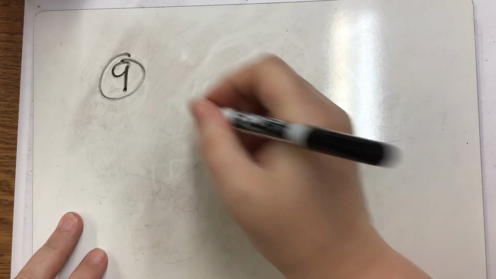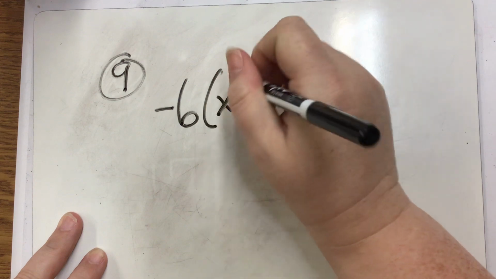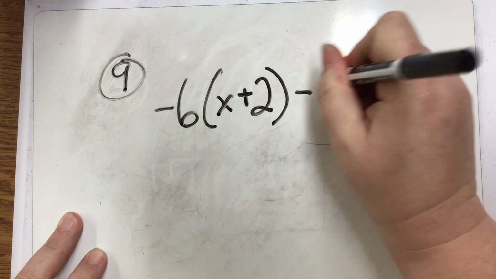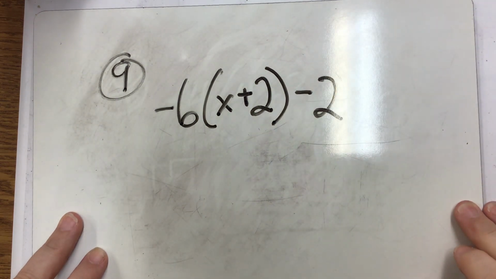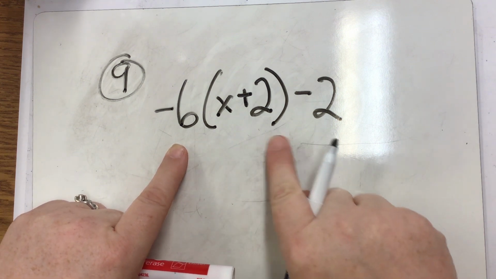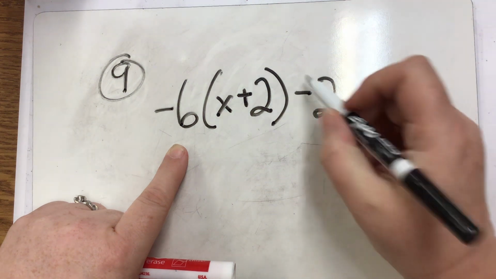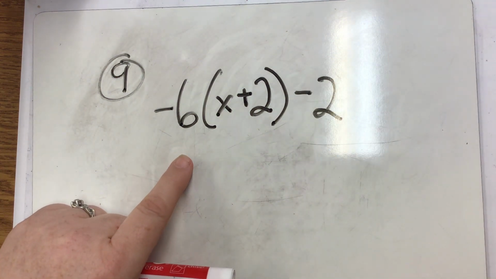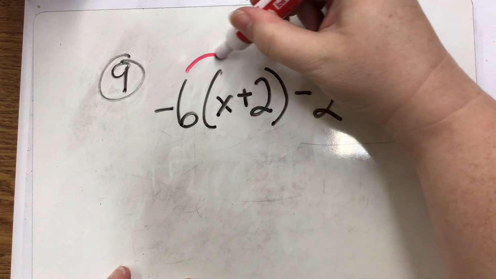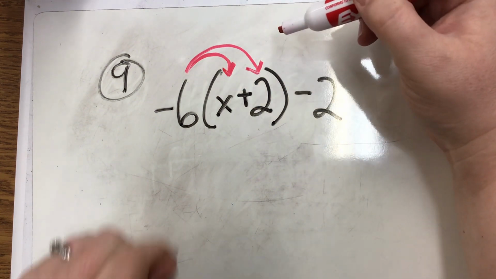Number 9, negative 6 times x plus 2 minus 2. Now, don't let this mess you up, okay? Remember, when we're multiplying, we multiply times everything in the parentheses. This is not in the parentheses, so we are not going to multiply by this number. Okay, so let's go ahead and multiply. Same as we've done before. Nothing different. Draw our swoopies in here.